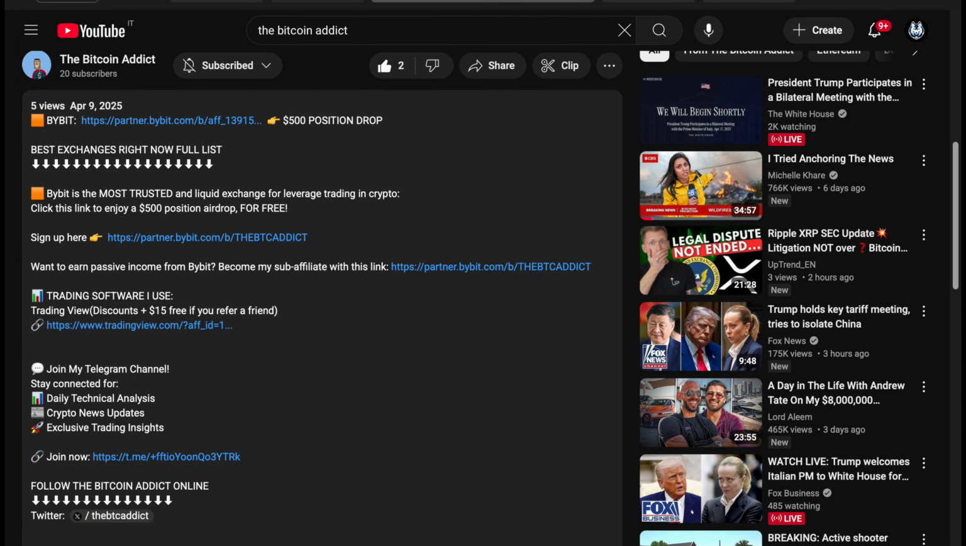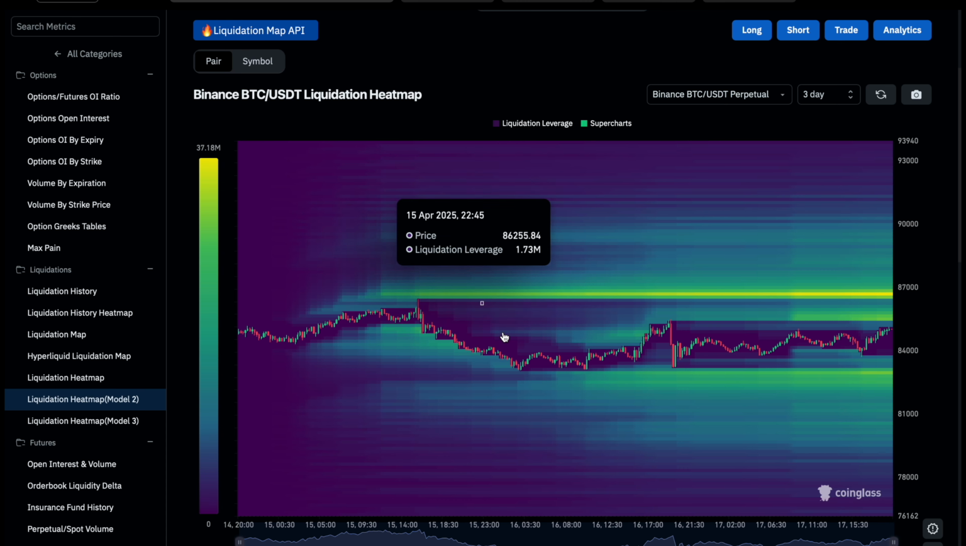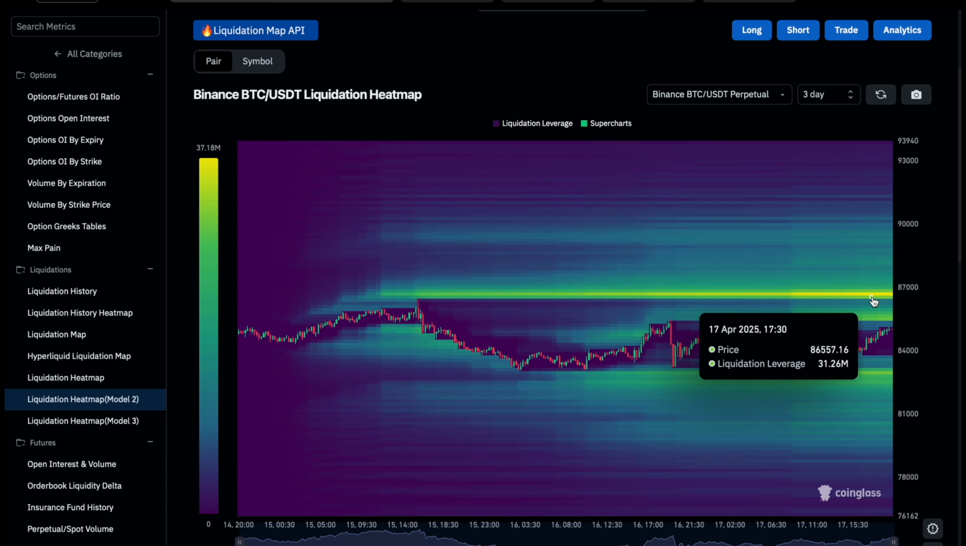So let's now dive straight into the news. Before that, I want to tell you that we have a lot of liquidation around the 86.7 thousand dollar level. So if the price goes back there, it's going to be potentially a very good short position, because we have a lot of liquidity there, and liquidity is usually a magnet for the price. So it's very likely that the price will go back up here and then potentially reverse, because we have a lot of short positions which will be liquidated around this zone.